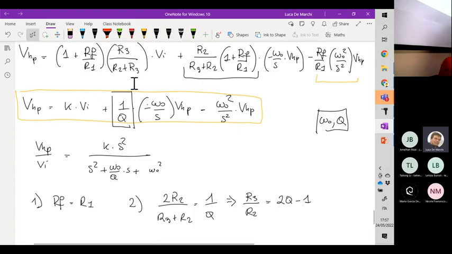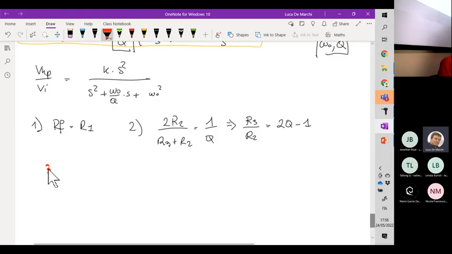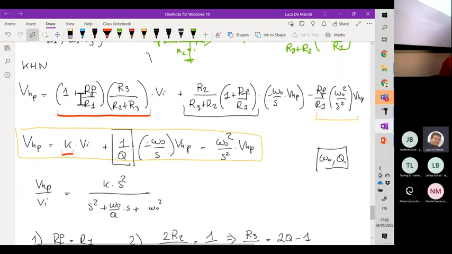Finally, you have to implement the last equality. That is, you want this term to be equal to this one, because the coefficient of VI must be equal to factor K. So third condition: this is 1 plus RF over R1, so this is 2. Multiplying R3 over R2 plus R3 must be equal to K.